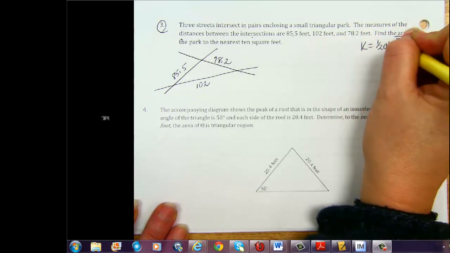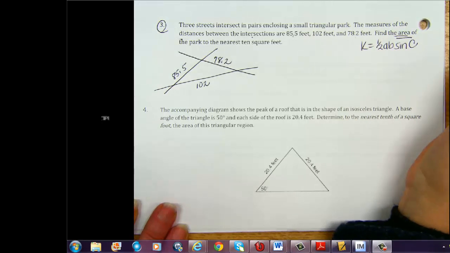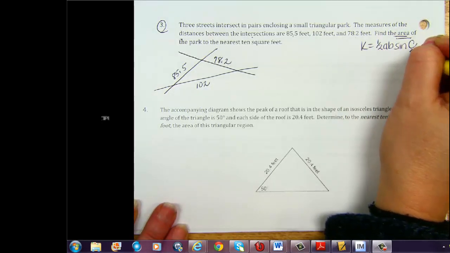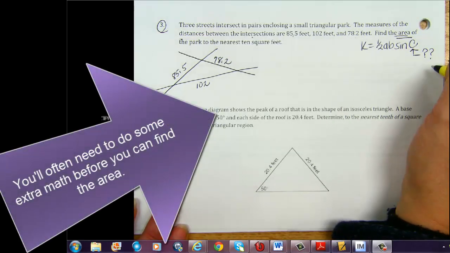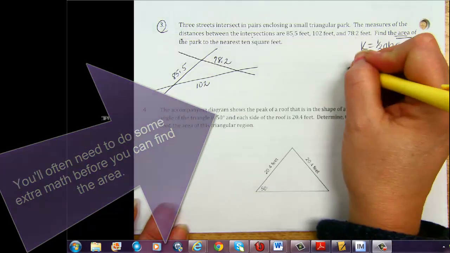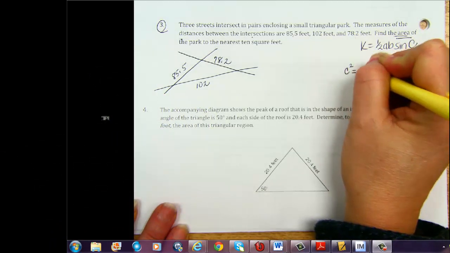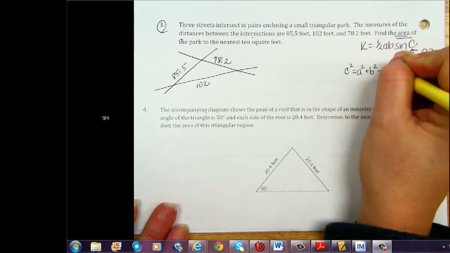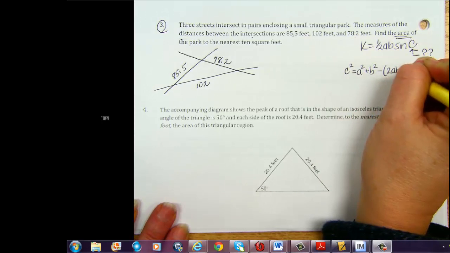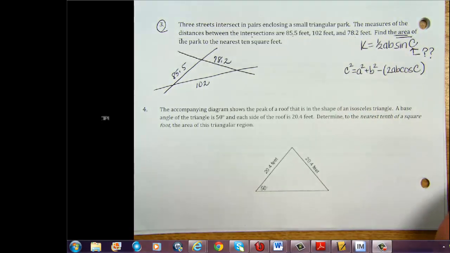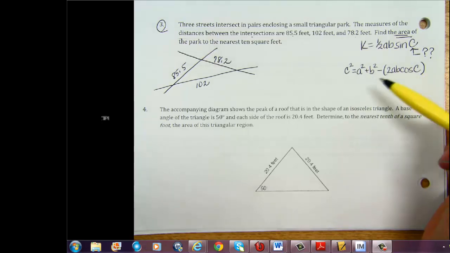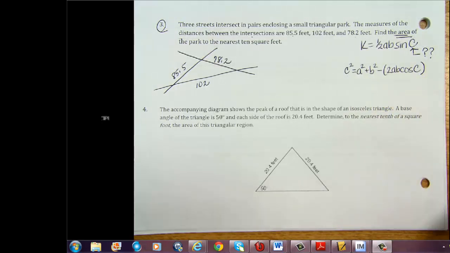My area formula, 1/2 AB sine C. The problem right now is that I don't have an angle measure. I have all 3 sides but no angles. So before I can use my area formula, I need to do something else. I need to take those 3 sides and substitute into my law of cosines to find the measure of angle C. So first I do C squared equals A squared plus B squared minus 2AB cosine C, making the law of cosines fit for this particular case, and then plug in.